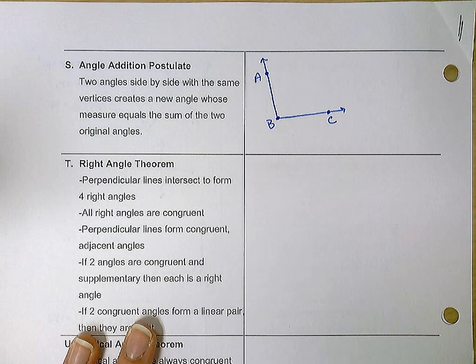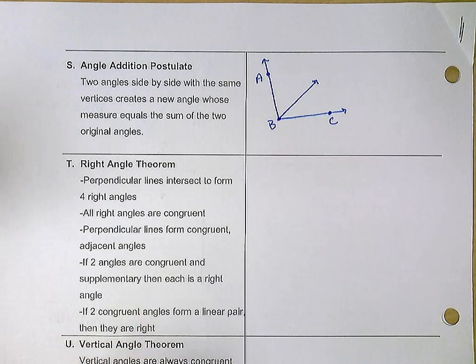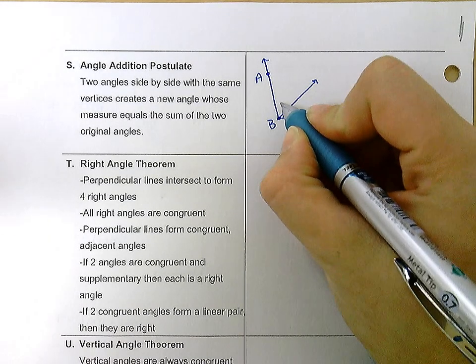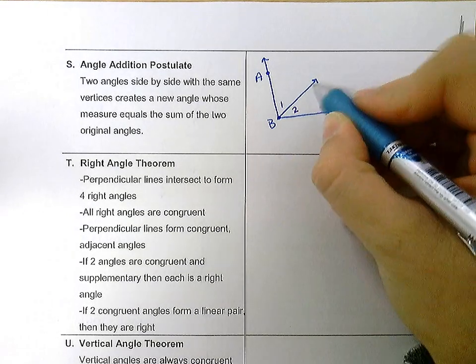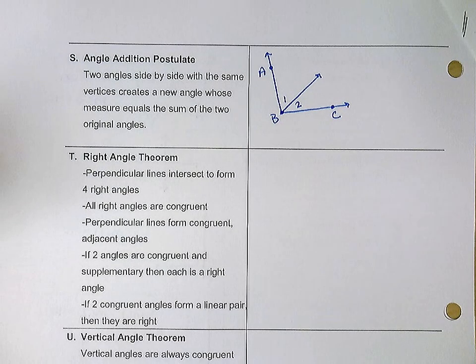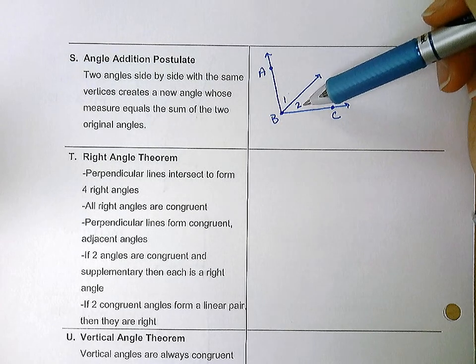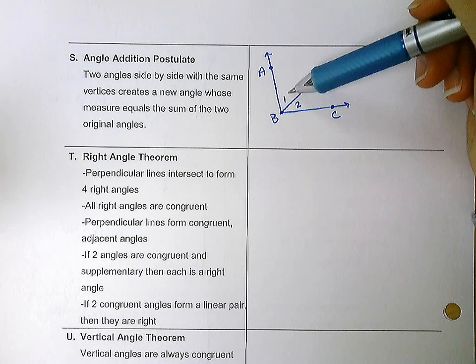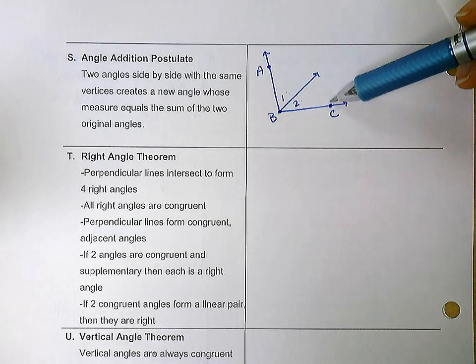Now I need two angles that are next to each other. So I'm just going to split that angle, not in half, just split the angle into two angles. And I'll label this top angle angle 1, and this bottom angle angle 2. Now with the angle addition postulate, I can take angle 1 and add on angle 2. So I can add these two smaller ones together to get this larger angle here.